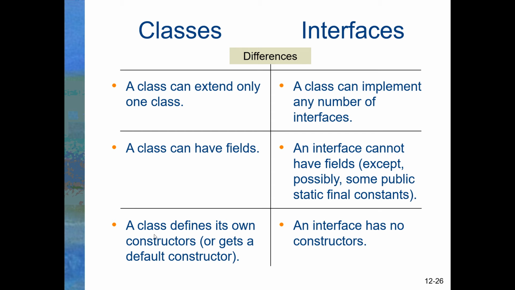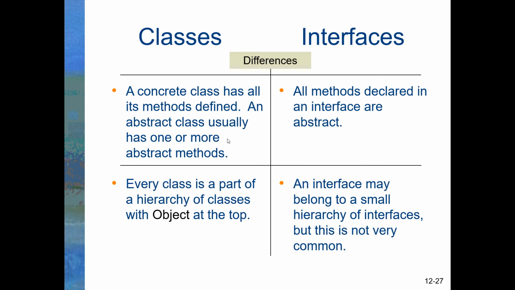A class defines its own constructor or gets a default constructor from above it. An interface has no constructors whatsoever. A concrete class has all of its methods defined. An abstract class usually has one or more abstract methods. All methods declared in an interface are abstract. Okay? So with concrete, everything's defined. Abstract usually has at least one abstract method, but everything in an interface is abstract. And every class is part of a hierarchy of classes with Object at the top. An interface may belong to a small hierarchy of interfaces, but that is not very common at all.